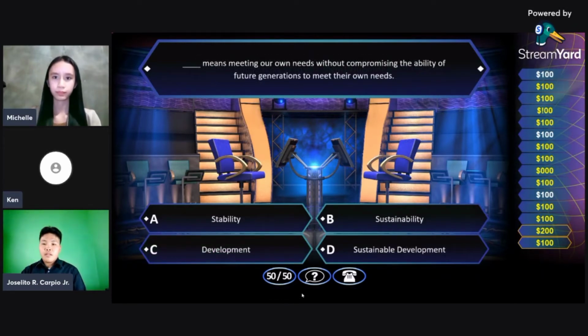Blank means meeting our own needs without compromising the ability of future generations to meet their own needs. A. Stability. B. Sustainability. C. Development. Or D. Sustainable development. Yes, Michelle? Letter A, stability. Let's see.